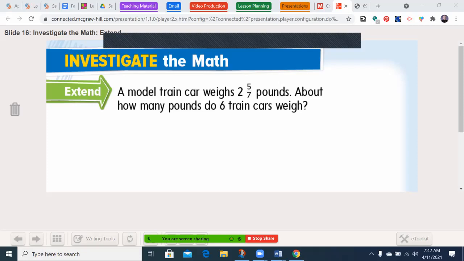So 5/7, half of 7 is 3.5, and 5 is greater than that. So I'm going to go 3 times 6. I'm going to say it's about 18 pounds.